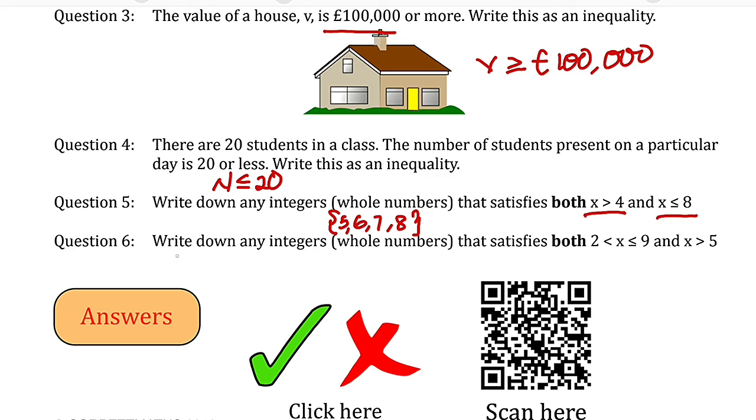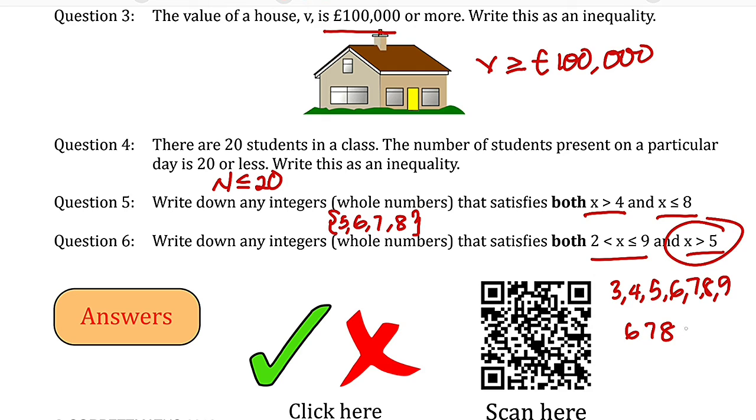Then the last one, write down any integers, whole numbers that satisfy both this and this. So we have the first one. Let me write it. It's from 2 to 9, excluding 2, including 9. So we have 3, 4, 5, 6, 7, 8, and 9 for the first one. And numbers greater than 5 are 6, 7, 8, 9, 10, and so on. We have a lot of them.